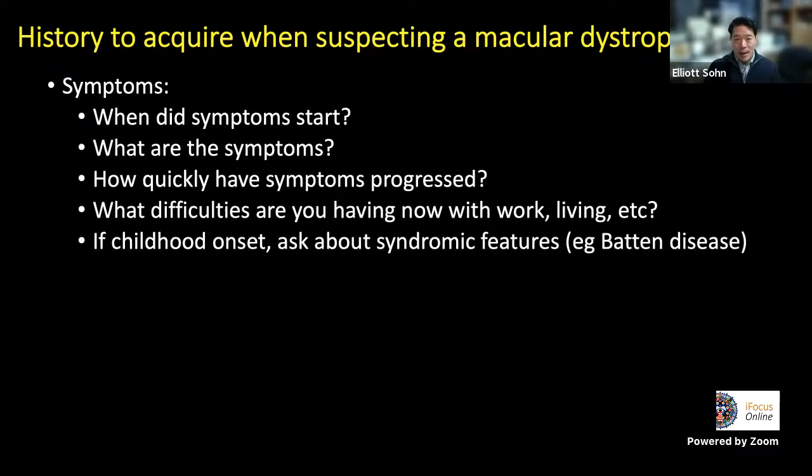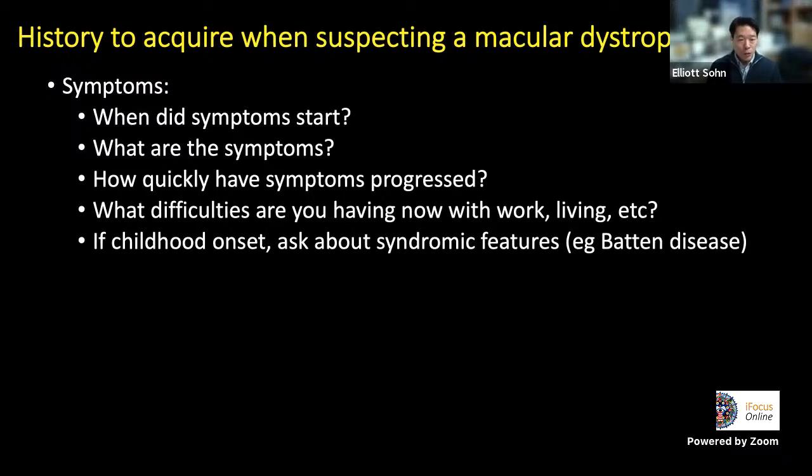Okay, so what should you ask about when a patient may have a macular dystrophy? Well, you always have to start with the symptoms. You want to know when the symptoms started and what symptoms the patient is experiencing. There may have been a time in the patient's life where they noticed the vision really plummeted, and you want to try to figure out what that age was. Maybe that hasn't happened yet, but you want to find out the tempo and timing of progression of symptoms. You also want to know if the patient is having trouble with activities of daily living, things having to do with work, getting through day to day, driving, these kinds of things.